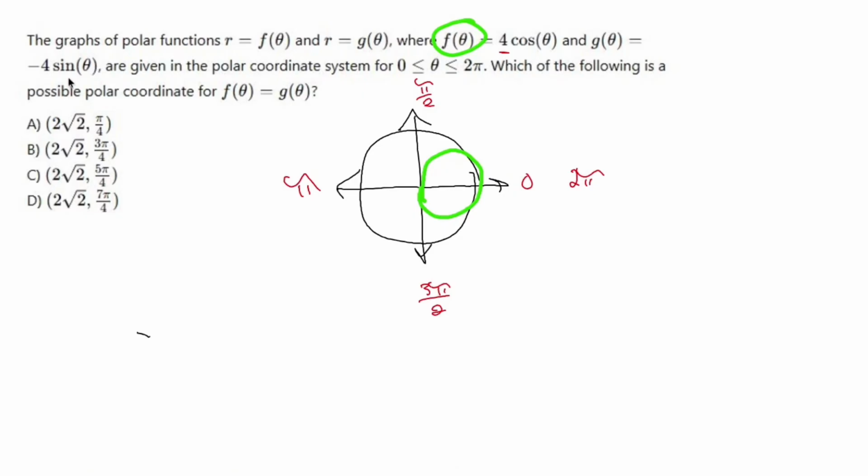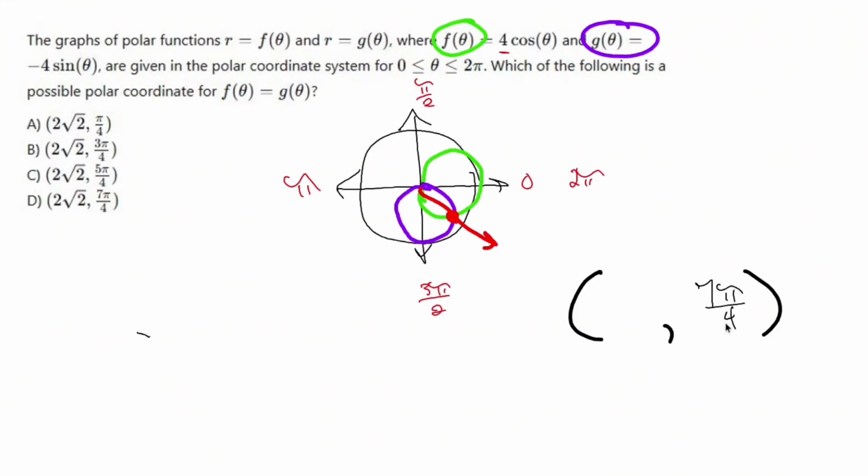The graph of g of theta is negative 4 sine theta. Regular sine theta lives on the positive y-axis, so negative 4 sine theta is going to live right here. Now, it's probably safe to say that this is going to intersect right here. And it's probably also safe to say that that angle is literally right in between 2 pi and 3 pi over 2. So we could probably safely assume that at the very least, the angle part of this is going to be that halfway point between 3 pi over 2 and 2 pi, which is going to be 7 pi over 4.